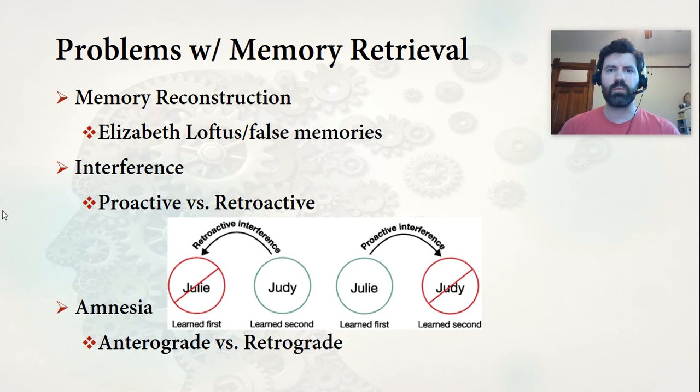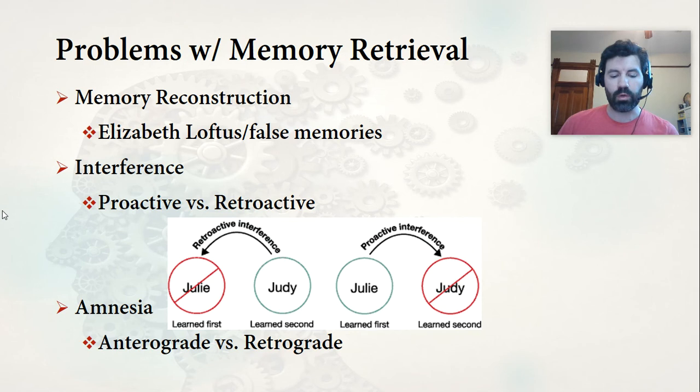Interference is when two memories are interfering or conflicting with one another. We have what's called proactive and retroactive interference. Remember, proactive interference is when old information is getting in the way of trying to remember something new. You get a new cell phone, but all you can remember is your old cell phone number because you had that old number for 5 or 6 years, right? That's proactive interference. Whereas with retroactive interference, the new information gets in the way of something older.